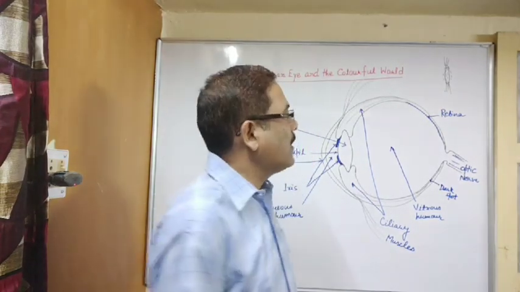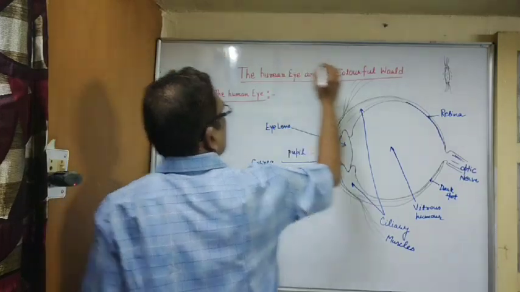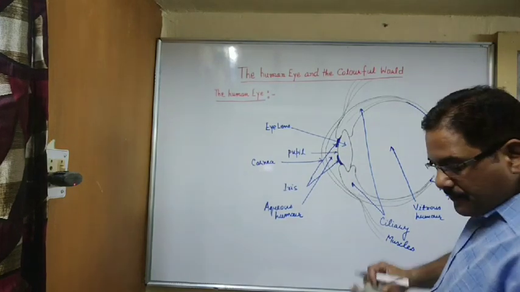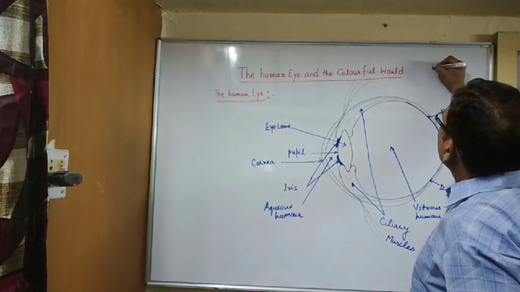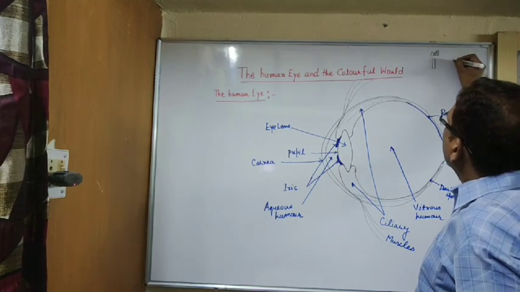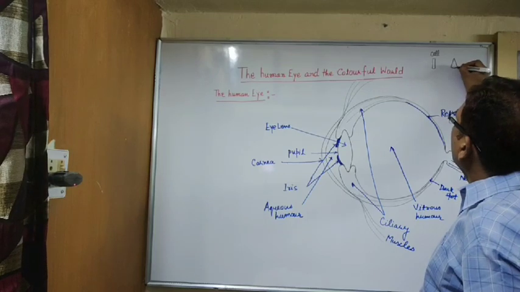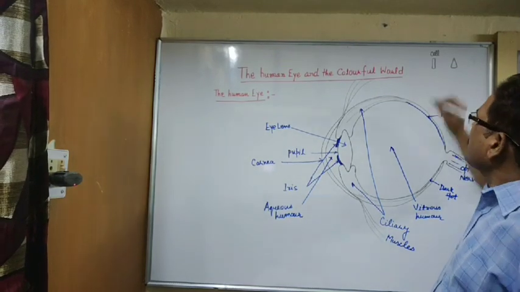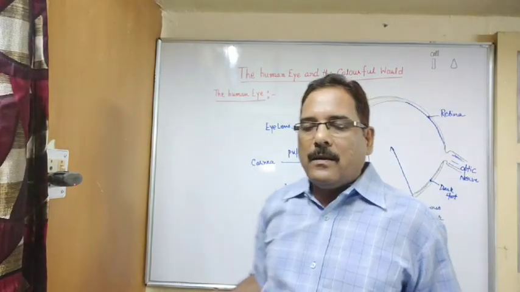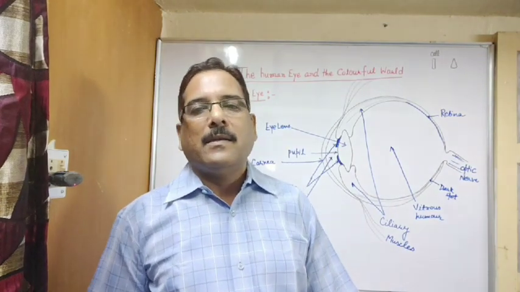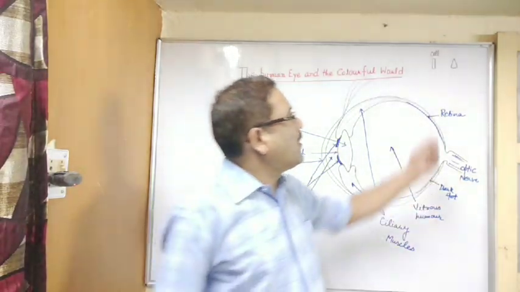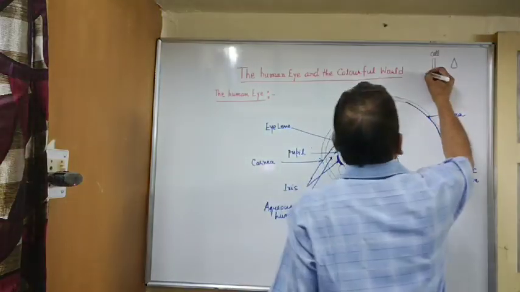So some cells are rod-shaped, like this, and some cells are cone-shaped. Now rod-shaped cells are responsible for the brightness and the size, and you can judge whether the object is two-dimensional or three-dimensional with the help of these rod-shaped cells.